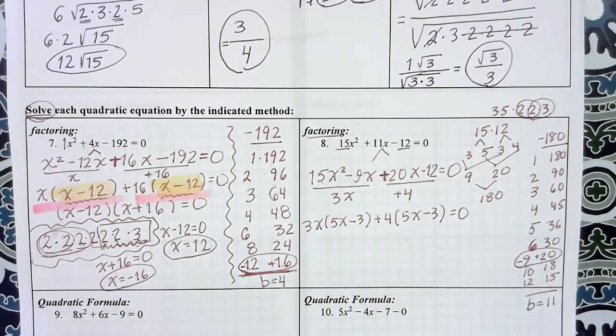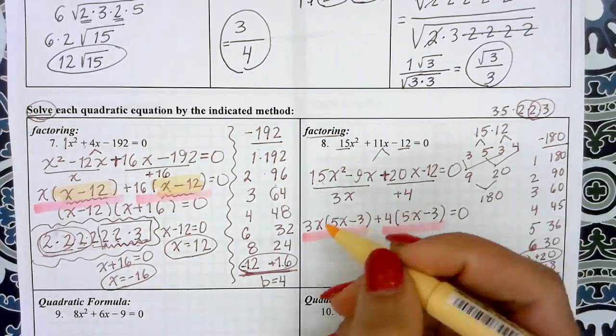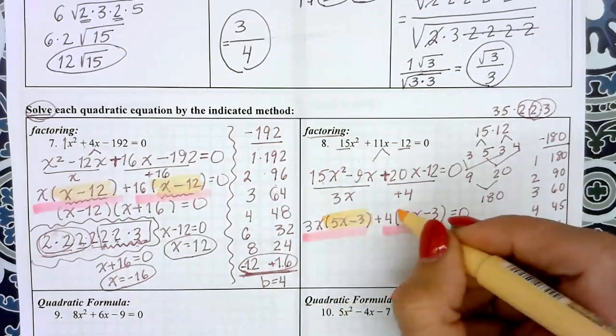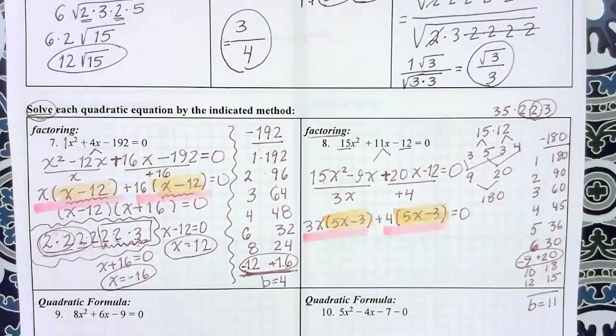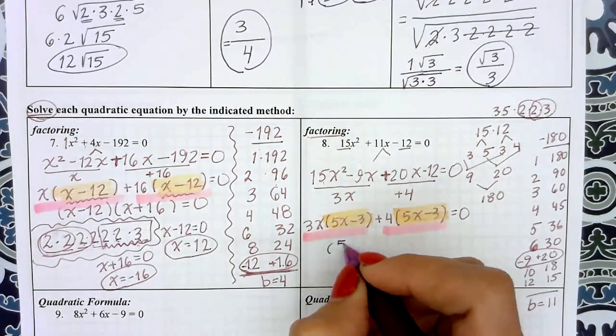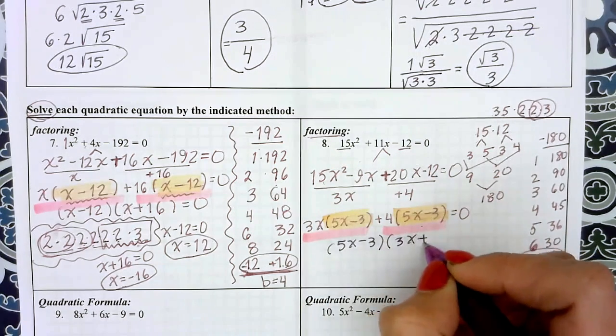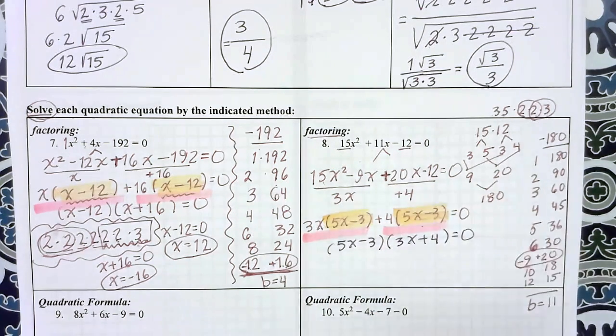Again, I have a situation like before. This is my first part, and that is my second part. What do both of these parts have in common? This is identical. If it's not identical, it's either not factorable or you just made a mistake, okay? So from here, I'm going to factor out this yellow, which is 5x minus 3, and that leaves me with a 3x plus 4 inside. No, I randomly changed pen color, sorry.